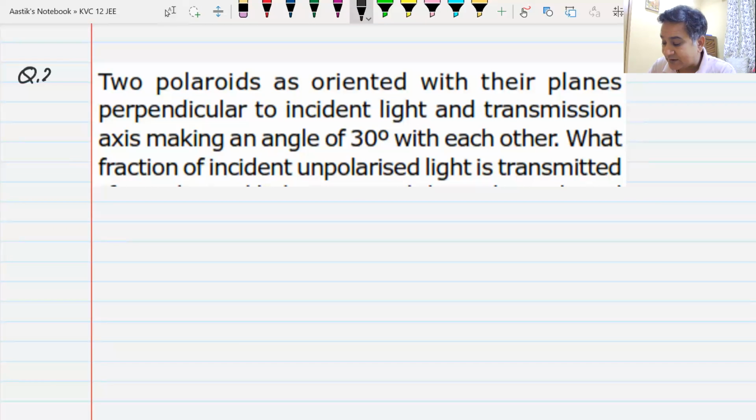You have two polarizers. The first one will be called the polarizer. The second one would be known as the analyzer. They are inclined at an angle of 30 degrees. Some light is falling on the polarizer. What fraction of the light do you get after this arrangement? You have 1 minute.